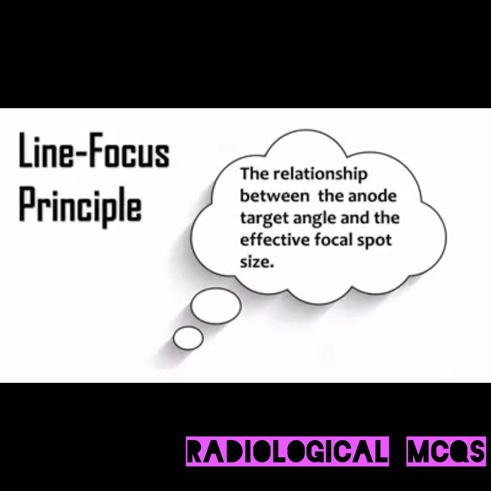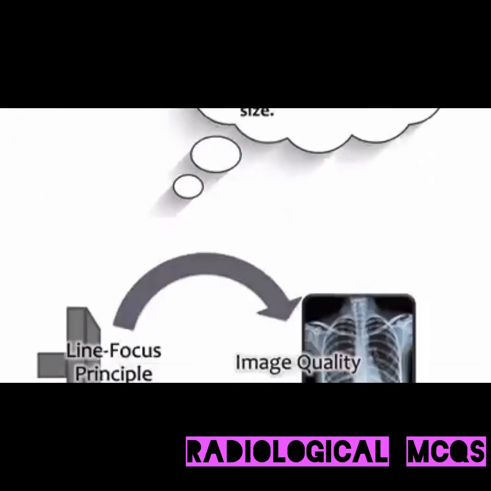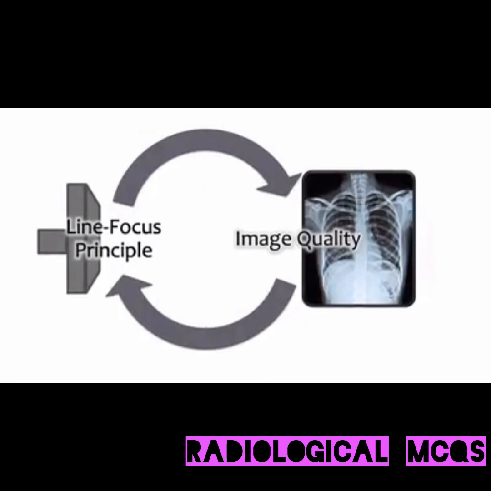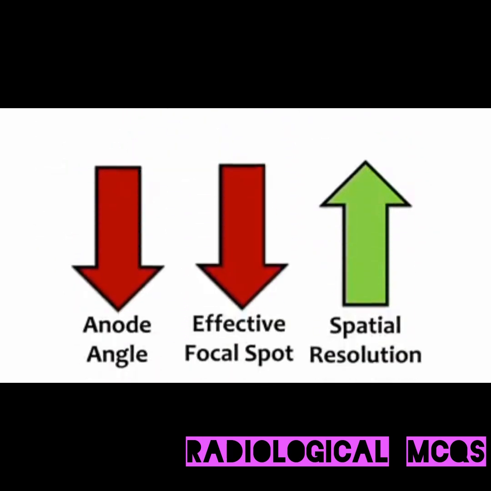The line focus principle simply describes the relationship between anode target angle and effective focal spot size. Understanding the line focus principle is important since the effective focal spot size is directly related to image quality. For example, decreasing the anode angle decreases the effective focal spot size, which increases spatial resolution.